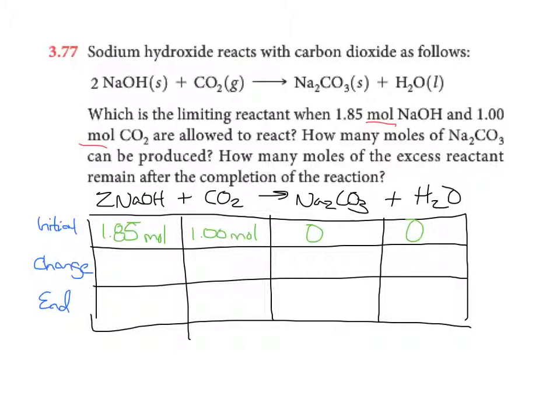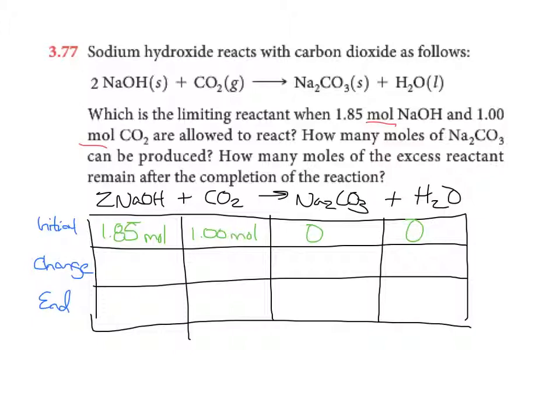The change row is really the most important one. This change row is also based on the coefficients. You can think of the C as standing for the coefficients. So if I look at this reaction here, can you see that I consume 2 NaOH for every 1 CO2? You see where I'm getting that ratio from, the 2 to 1? So what happens to the reactants as we go through a reaction? Do we make more of them or do we consume them? You consume them. That's the whole point of them.